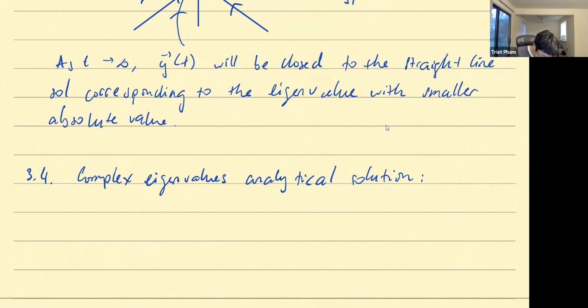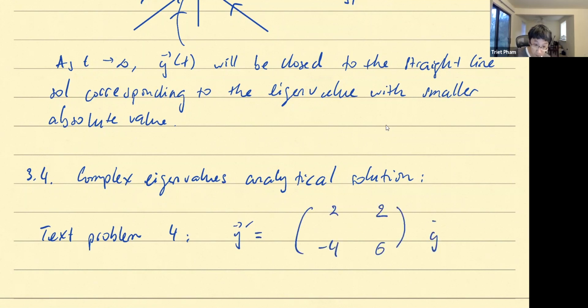So let's take a look at the text problem 4, Section 3.4, where they look at y prime equals the matrix 2, 2, minus 4, 6 times y.